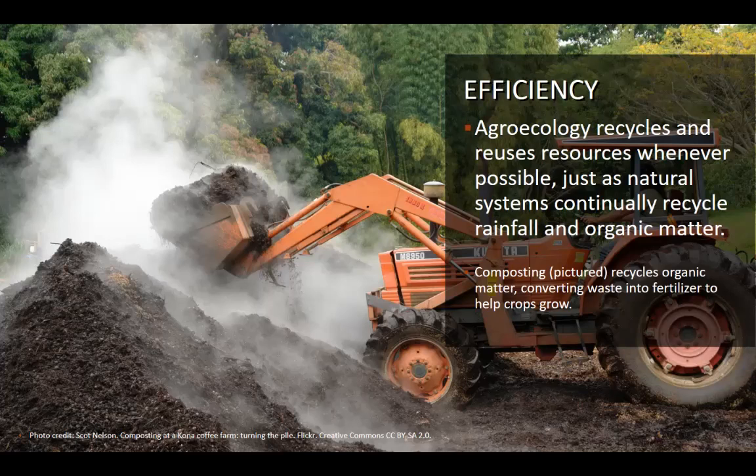So agroecology recycles and reuses whatever and whenever possible, just like natural systems continually recycle rainfall and organic matter. The composting seen here in this picture enriches the soil, helps to retain moisture, and suppresses plant diseases and pests. Composting reduces the need for chemical fertilizers and encourages the production of beneficial bacteria and fungi that help break down organic matter to create humus, not hummus like the popular Middle Eastern dip made from garbanzo beans.